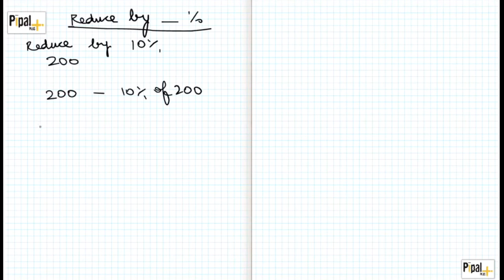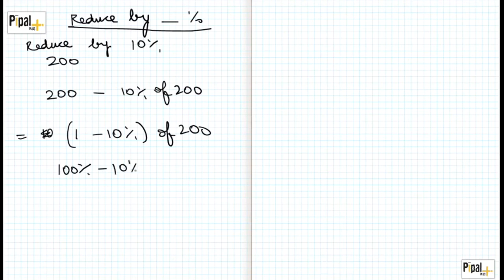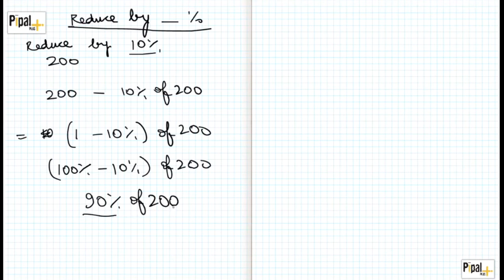But if I do it like I did for increasing something by x%, I can take 1 minus 10% of 200, where 1 is 100%. So I do 100% minus 10% of 200, and this becomes 90% of 200. Notice that if I must reduce something by 10%, I just take 90% of 200.